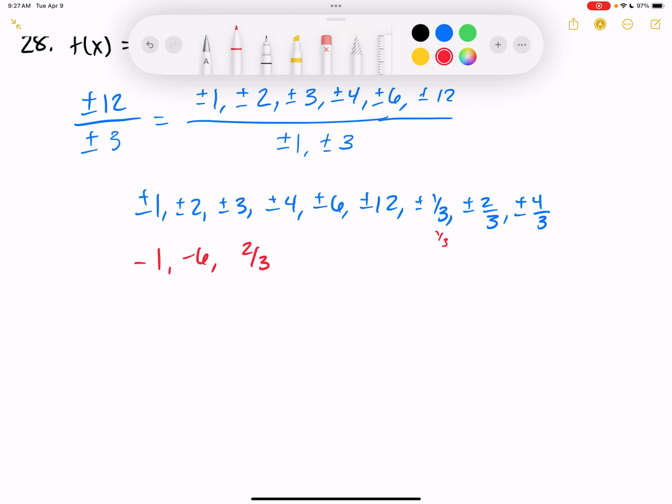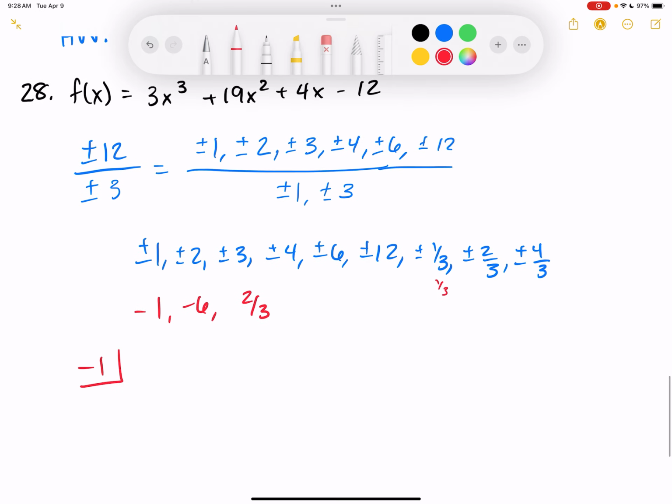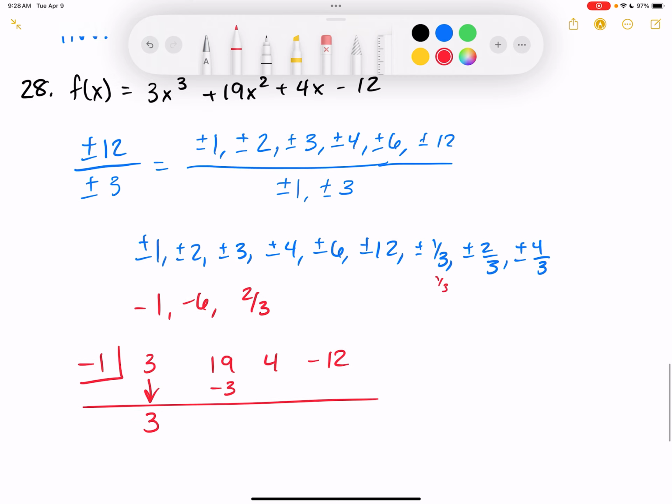They're the easiest to work with. So I'm going to start with negative 1. So negative 1, and then 3, 19, 4, negative 12. Bring down the 3. 3 times negative 1 is negative 3, minus 19 is 16, times negative 1, so it's negative 16, plus 4, negative 12, times negative 1 is 12, minus 12 is 0, so negative 1 worked.